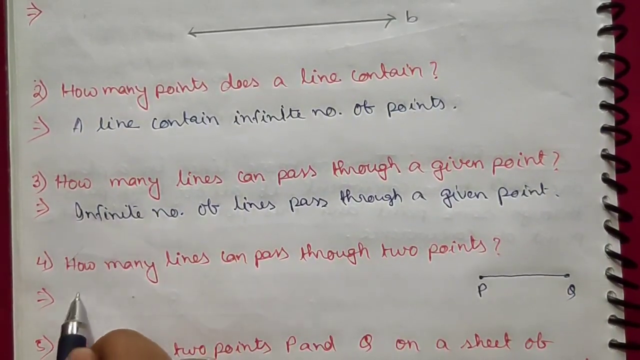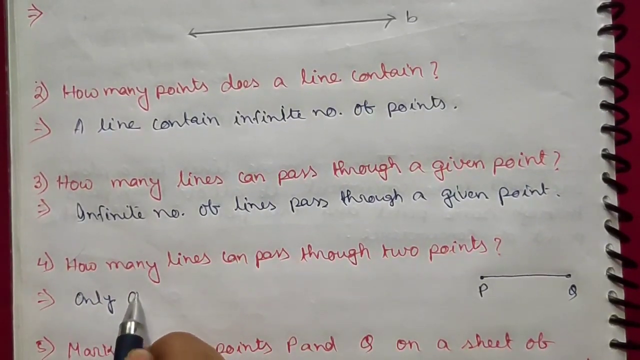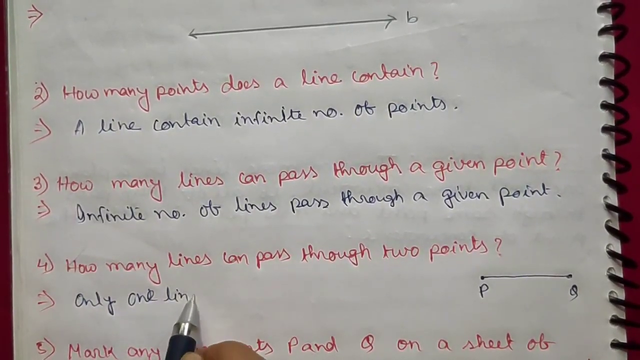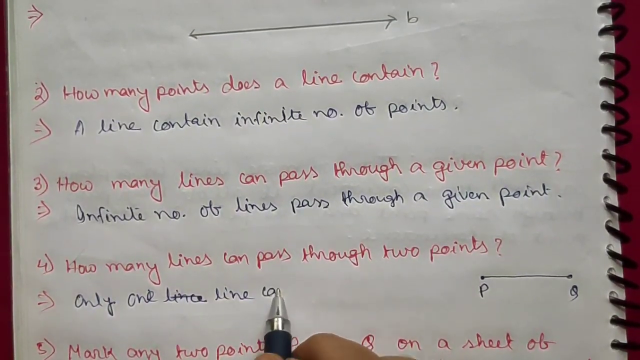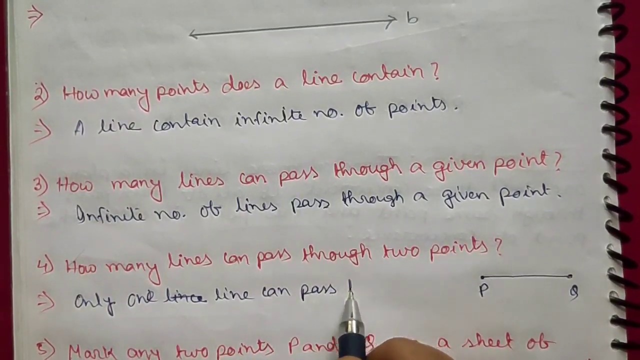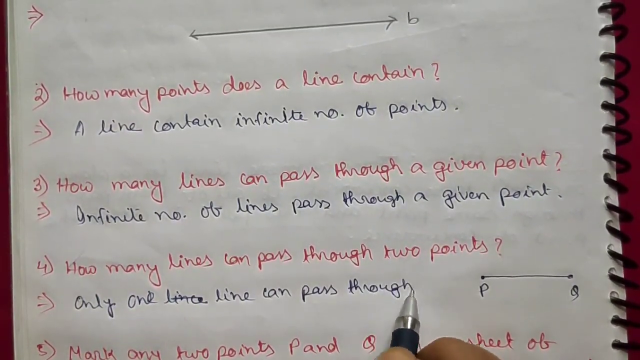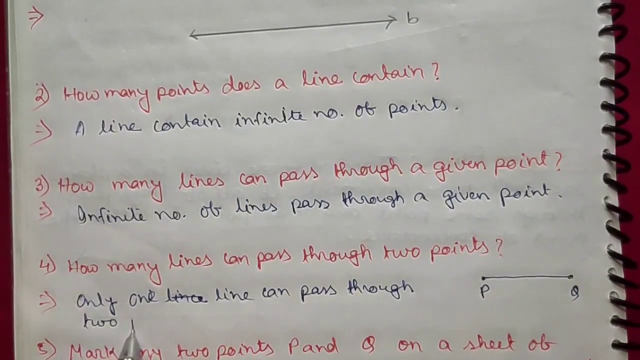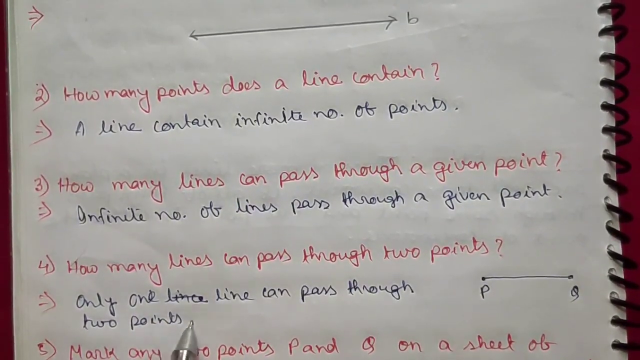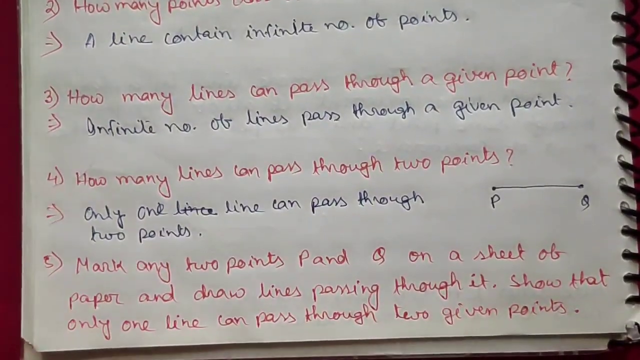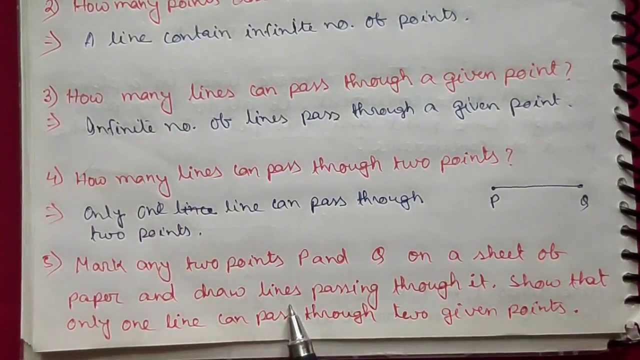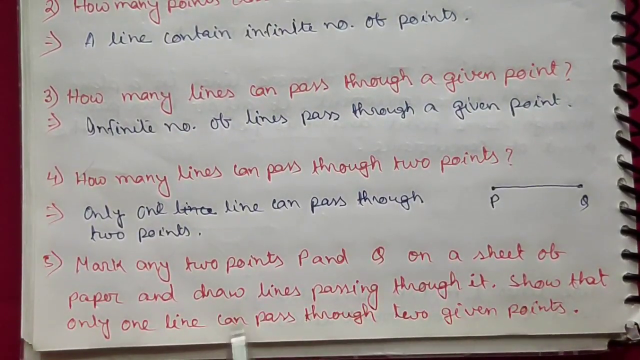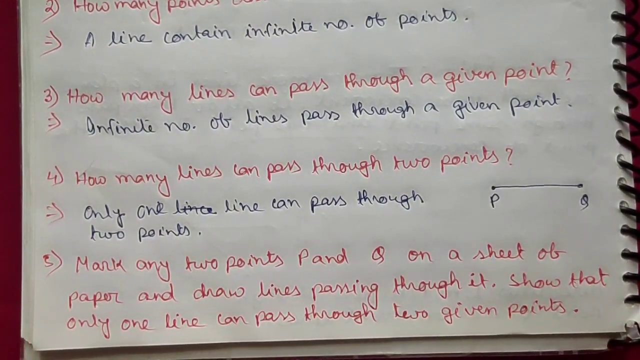So we'll write: only one line can pass through 2 points. Here the fifth question is: mark any 2 points P and Q on a sheet of paper and draw lines passing through them. Show that only one line can pass through two given points. It is same as question number 4, so you try it at home.